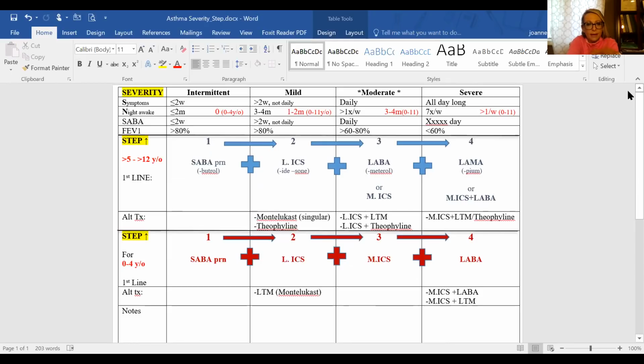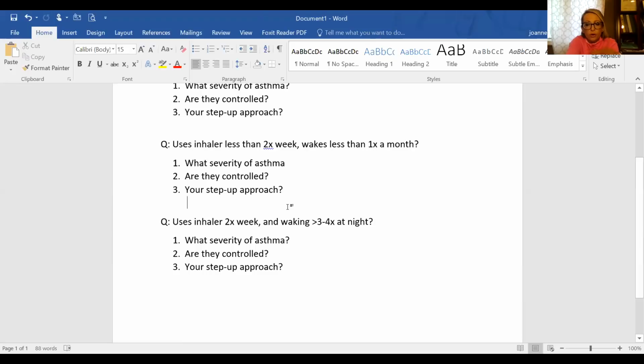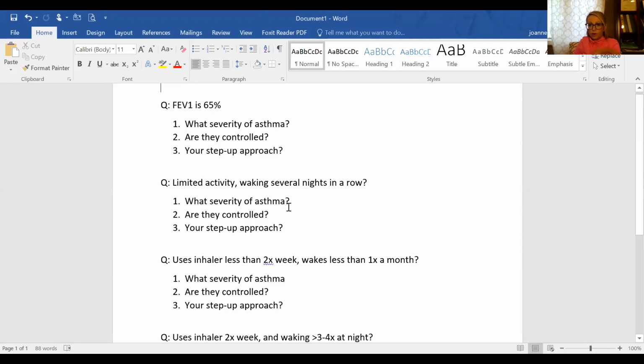No matter how long the question is, let's say the question is paragraph long on the exam, who cares? Just get out of it what you need to get out of it, okay? Don't get overwhelmed with a bunch of extra information, okay?